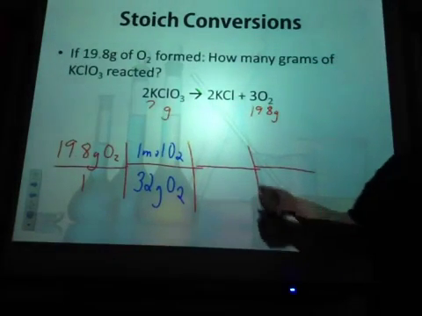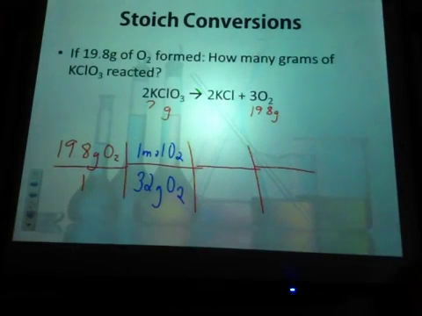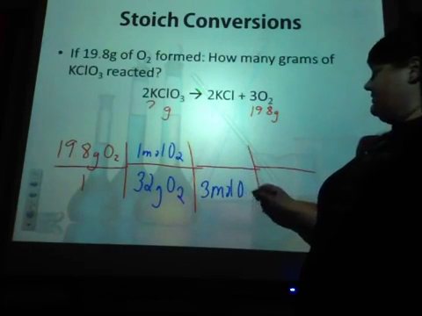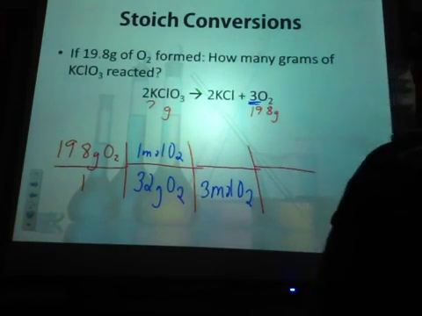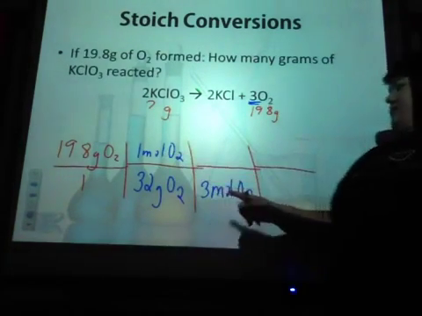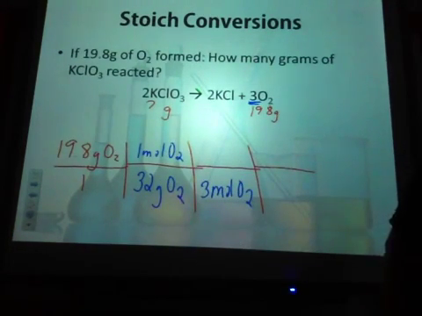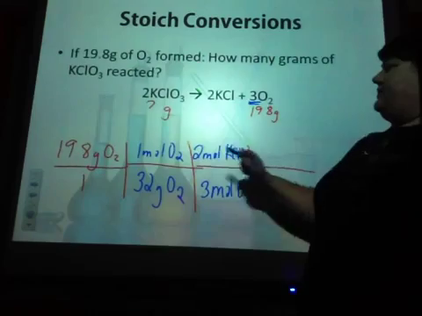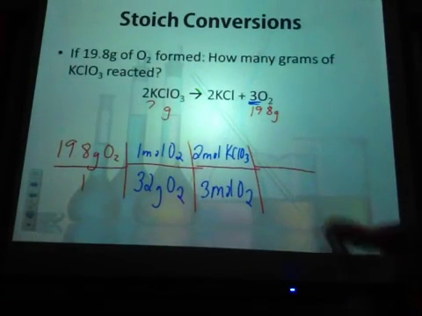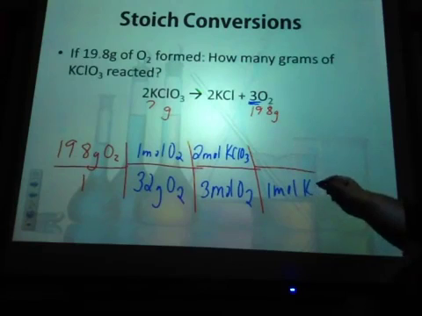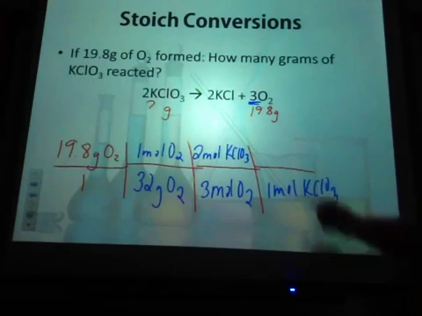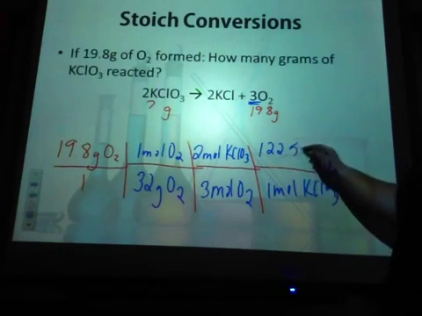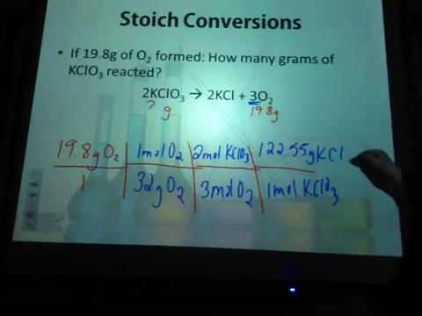Okay, and the next step, what do we put on bottom? Yep, 3 moles of O2. Comes from our coefficient 3. So moles of O2 cancel with moles of O2. And then on top we put 2 moles of KClO3, what we're going into. So that means 1 mole KClO3 goes on bottom. And what do we put on top? Yep, it's mass. 122.55 grams of KClO3.